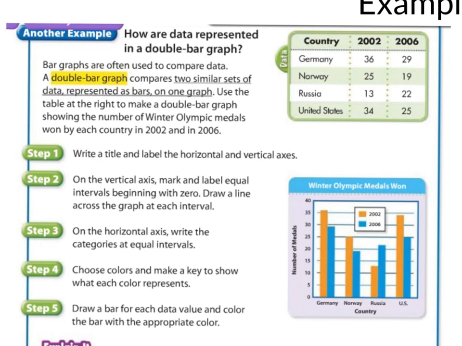So once you've chosen your colors, we need to draw a bar, which is right here. And you use the data that they've given you in order to make the bar how high it needs to be. So Norway in 2002 had 25 medals. So Norway in 2002 goes up to 25. Likewise with the rest of the bars. Once you're done, unpause the video and we're going to move on.